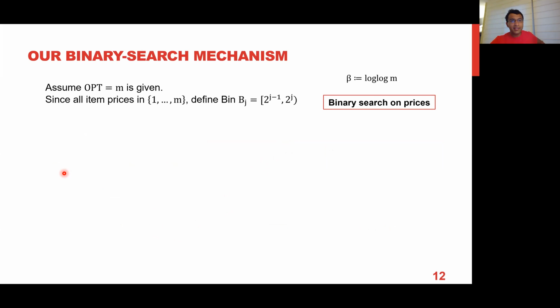So our main mechanism is basically doing some kind of binary search over all these item prices. For simplicity, let's assume that OPT, the optimal welfare, say M, is known to you. As I was saying, this can be easily guessed by partitioning the bidders into two halves. Now you can also assume all item prices are integers between 1 and M, and let's define some bins. This is just the exponential bucketing trick: prices between B_j's are in this bucket.